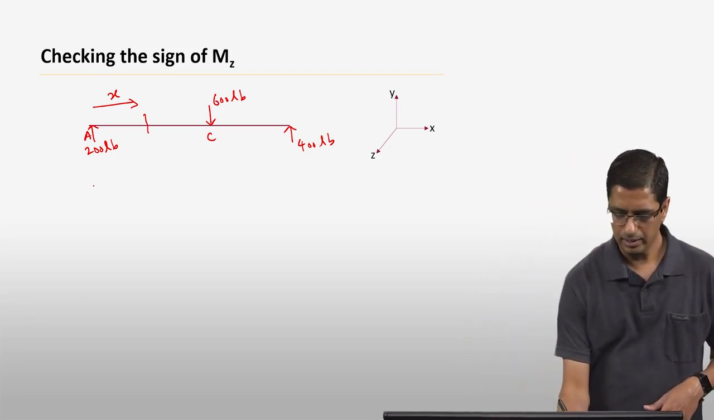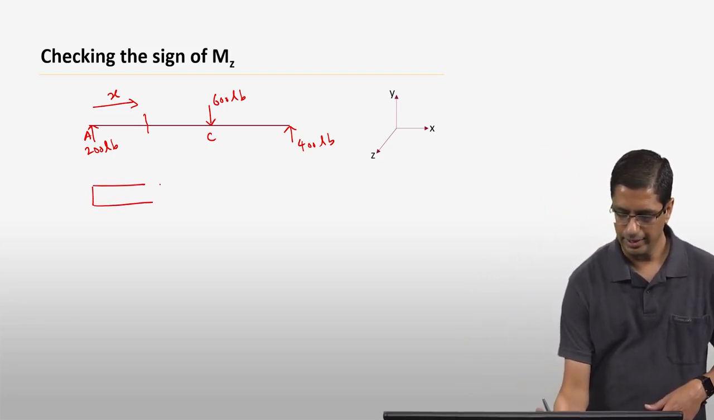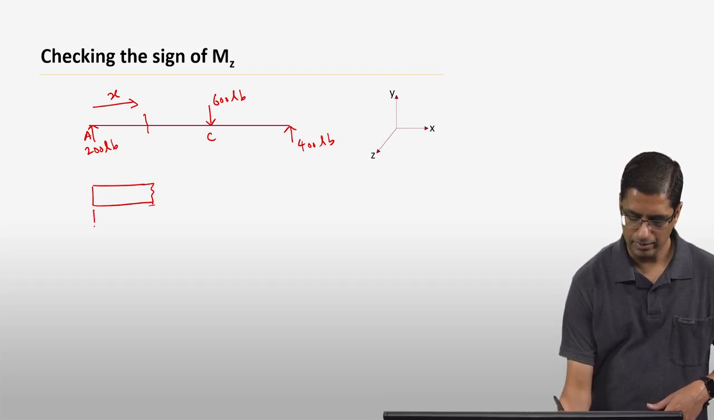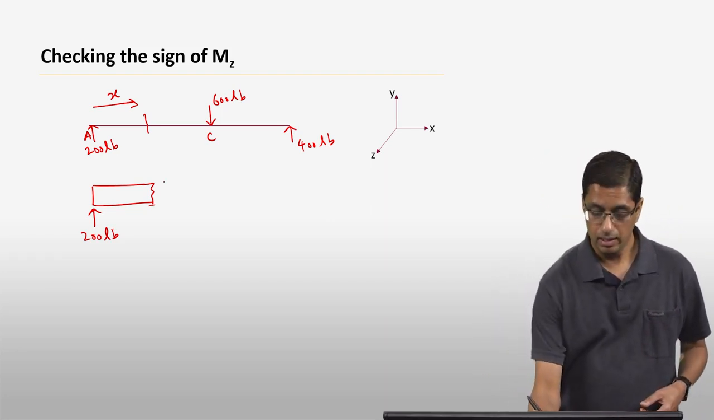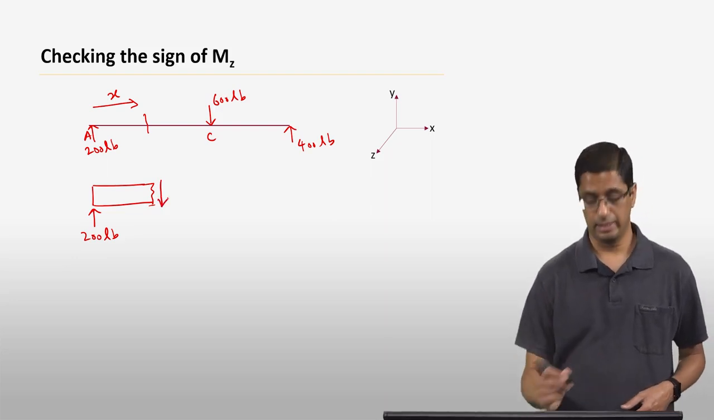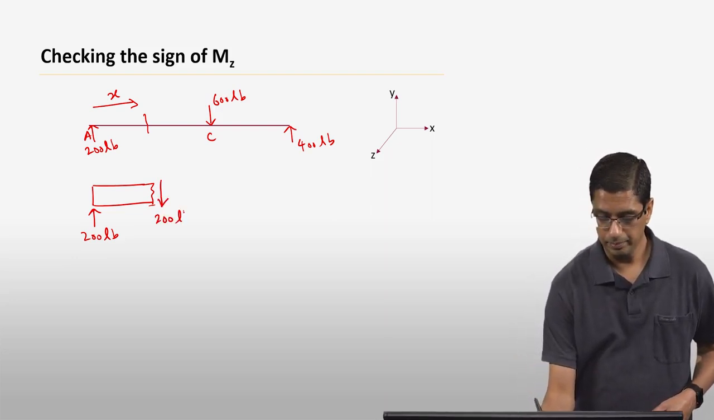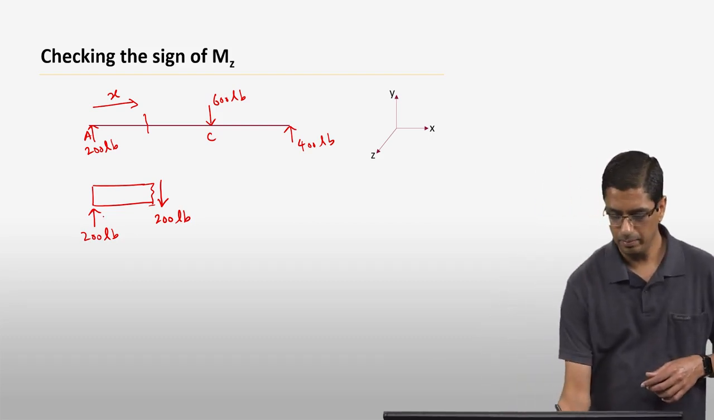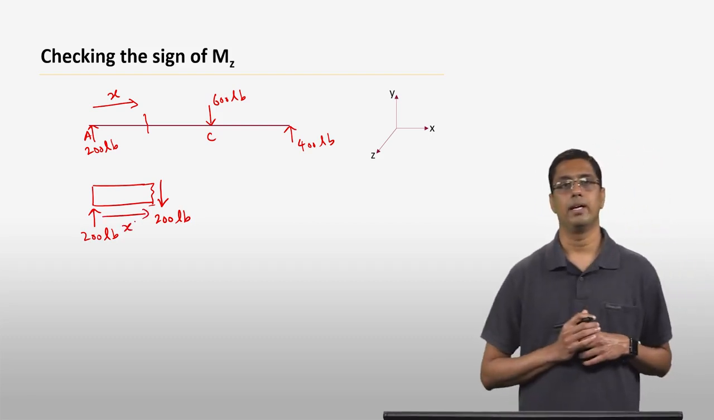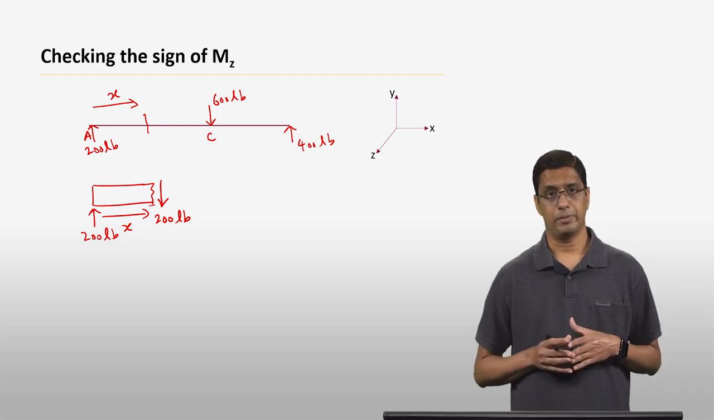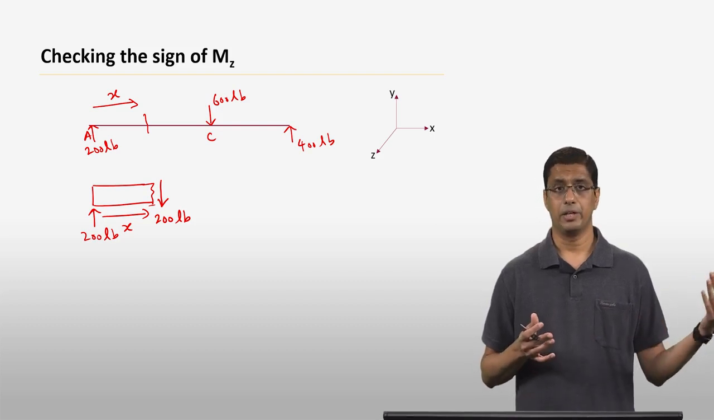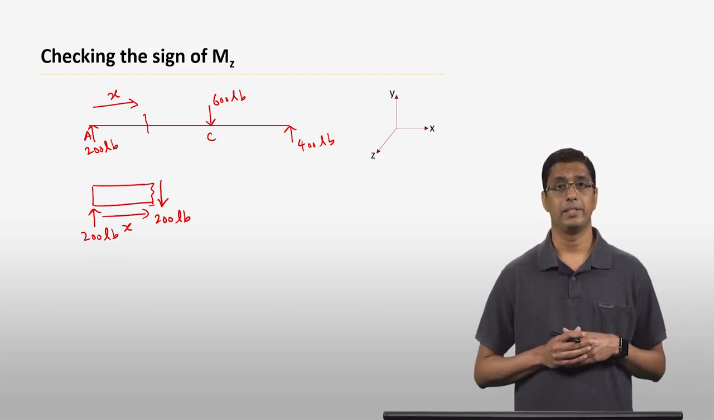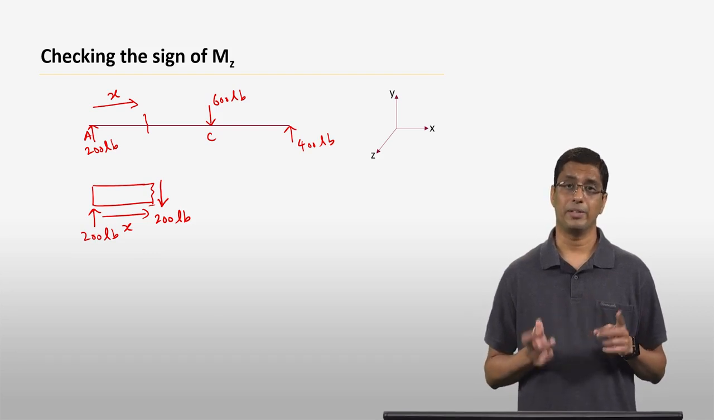If I do that, let's look at the free body diagram. You have the 200 pound force here. That is the reaction at point A. This has to be counterbalanced by an internal shear force of 200 pounds, and remember, this is at a distance x. Now if you look at the equilibrium of this body, it is not going to be in equilibrium under the 200 pound forces acting on the left and right. There has to be an internal moment to counterbalance the rotation.